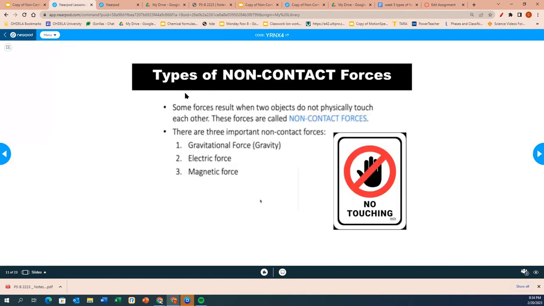Okay, so the types of non-contact forces: gravitational force, electrical force, and magnetic force. Not touching, non-contact. Okay, makes sense.